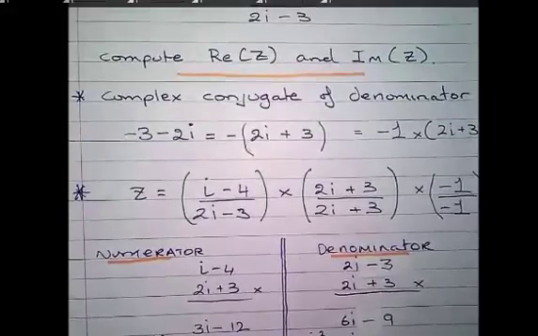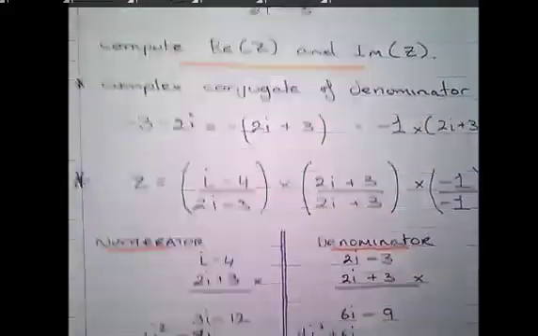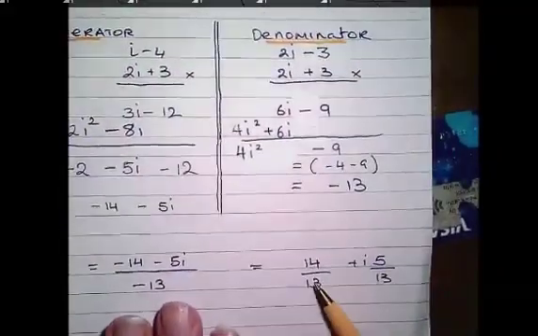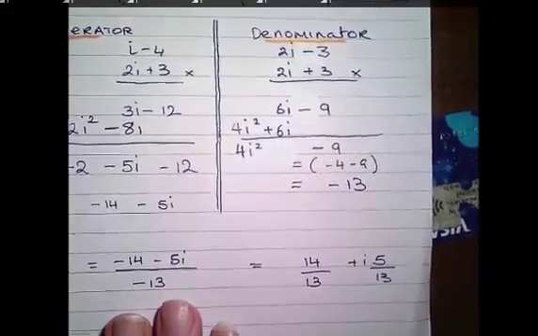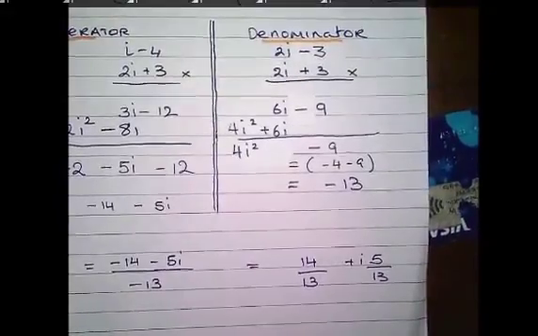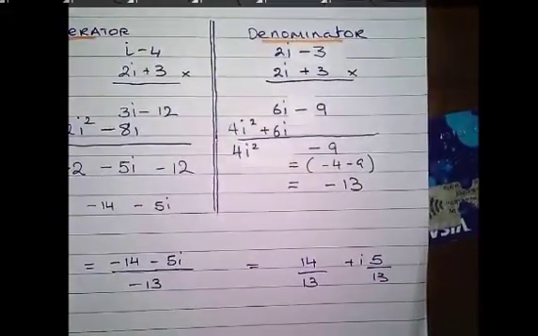Okay, let's move up there. That and that. Okay, so just don't forget to spell that out. Real is 14 over 13. Imaginary is 5 over 13. That's always important in the question, to state your answer properly. Okay, we'll leave it there.